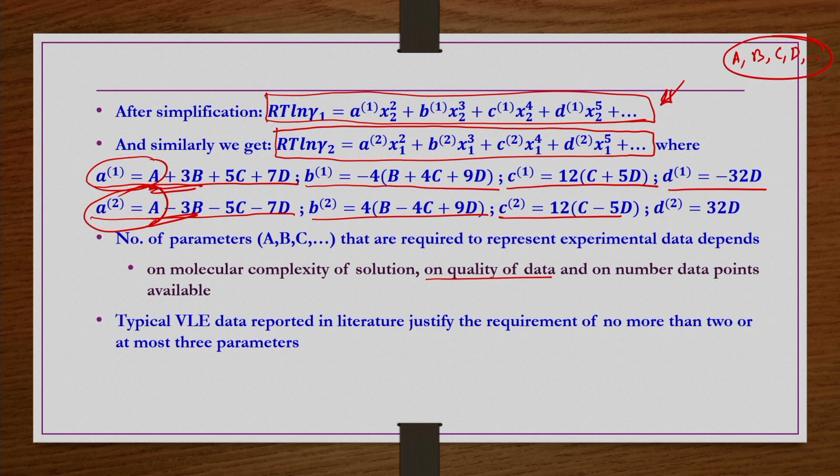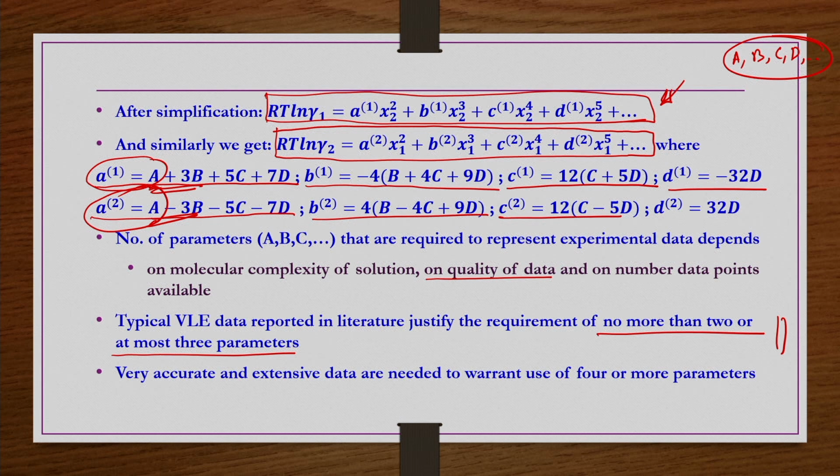However, typical VLE data reported in the literature justify the requirement of no more than 2 or at most 3 parameters. 2 are sufficient, but at most you can have 3 parameters to justify the experimental data. This has been found by curve fitting several experimental datasets using the GE models with 2 or 3 parameters. Very accurate and extensive data are needed to warrant the use of 4 or more parameters in general.